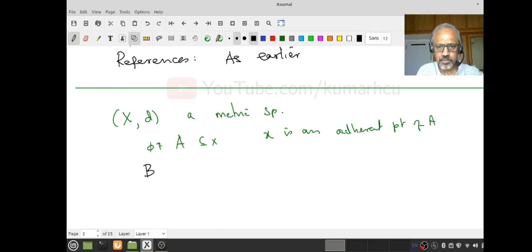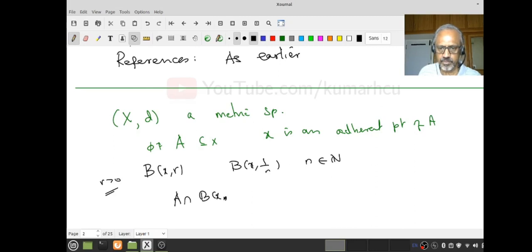They are of the form B(x, r), where r is positive. But again, we have seen the simplest basic open sets will be B(x, 1/n) for n a natural number. So this is the collection of simplest open balls containing a given point x. Now since x is an adherent point of A, we know that A intersection B(x, 1/n) is not empty.